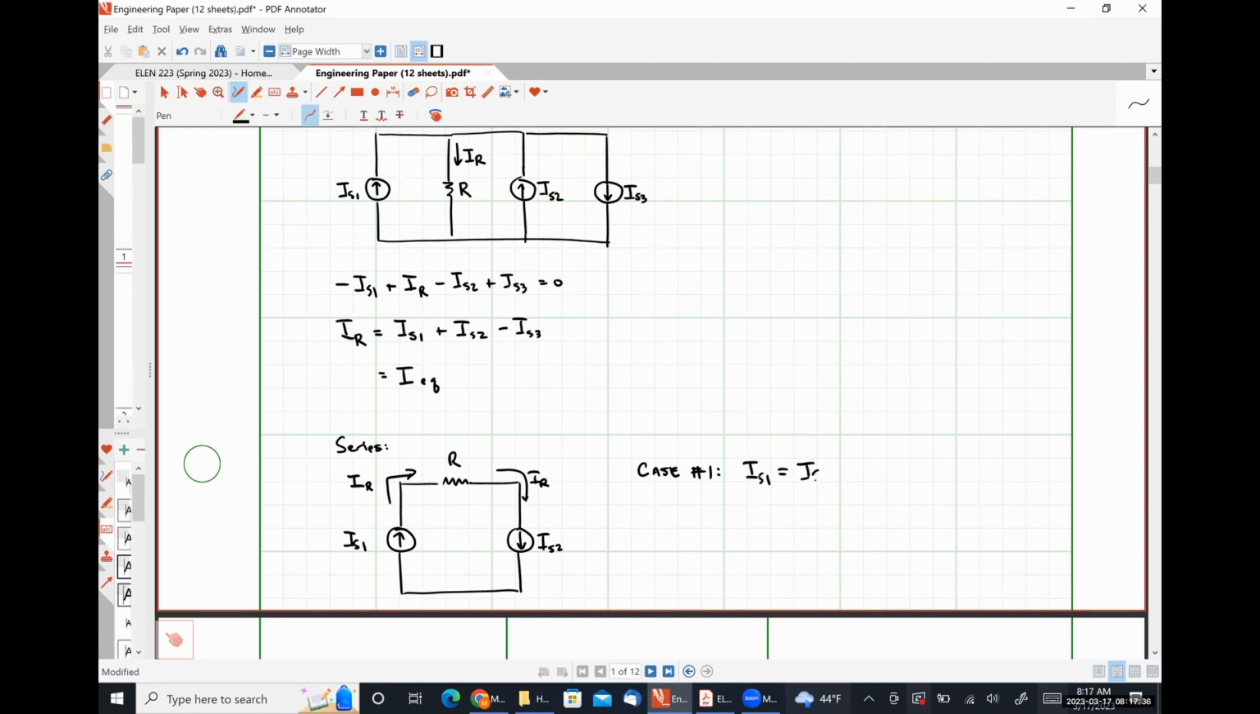IS1 is equal to IS2. How much current is flowing through our resistor? IS1, which is equal to IS2, right? We can determine that by applying Kirchhoff's current law at either the top left-hand node or the top right-hand node.